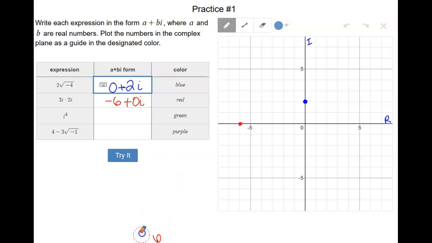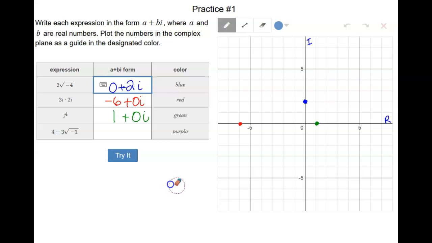So the next part that we are looking at is i to the 4th. And i to the 4th you should all recognize as just the number 1. And that is a real number, so we have the a portion of our complex number. We need the imaginary portion, which would be plus 0i. So 1 plus 0i, we would go to 1 on the real and then 0 on the imaginary, which would leave us right here.